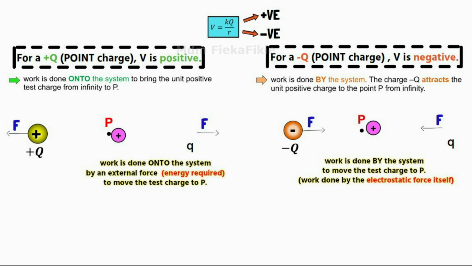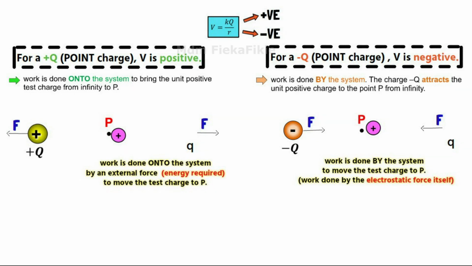Remember ya, bila kita kira electric potential, bila dapat jawapan positif or negatif, means that kita ada dua maksud yang tertentu, where V is positive when work is done onto the system, while V is negative when the work is done by the system.